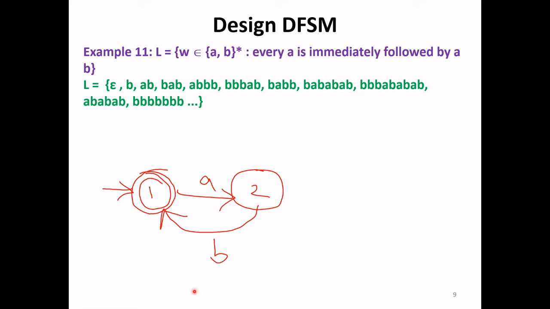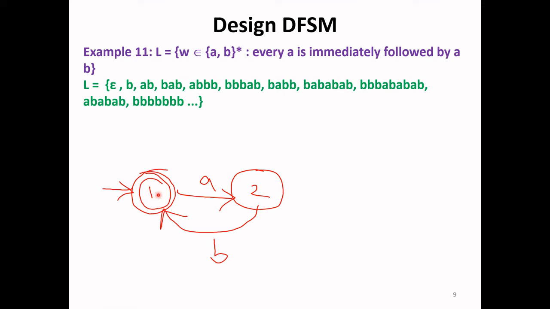What does it state? If I have an A, then it must be immediately followed by a B, reaching the final state, and hence the string is accepted. Is this DFSM complete? No, not yet, because from both the states we must have one compulsory transition for A and B without violating the language. So let us do that, starting with state 1.